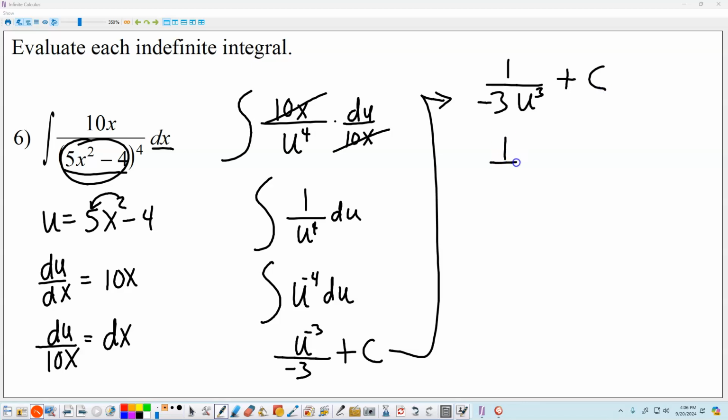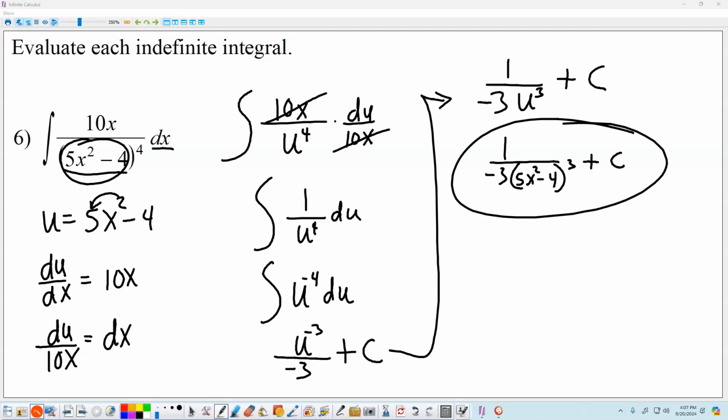And then from there, we'll put the u back. The u was 5x squared minus 4. Oh, and I changed the power by accident. This was supposed to be a 3. There we go. All right. There's our final answer for that one.